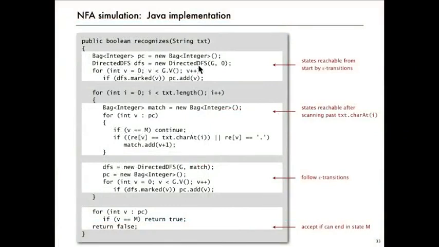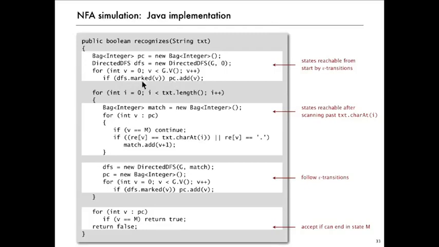And we build a DFS from our epsilon transition graph. So the first thing that we do is we put onto the PC all the states that you could get to from state 0. So that's build a DFS that marks all the states you could get to from state 0, and then go through and put all of those states onto the PC. So that's our starting point, all the places that you get to via epsilon transitions from state 0.